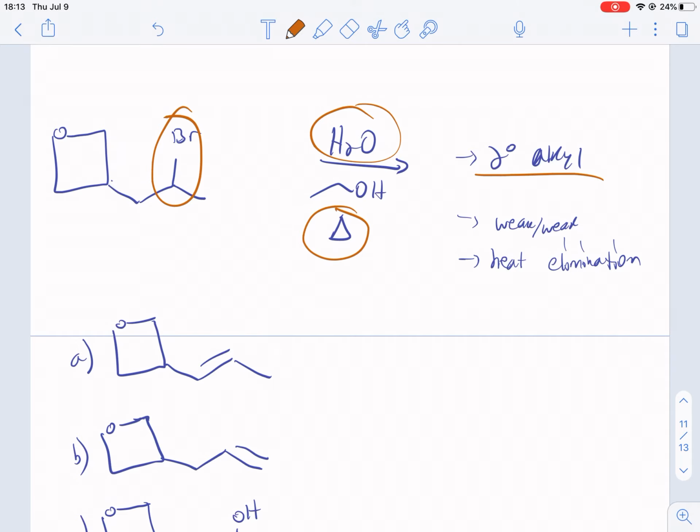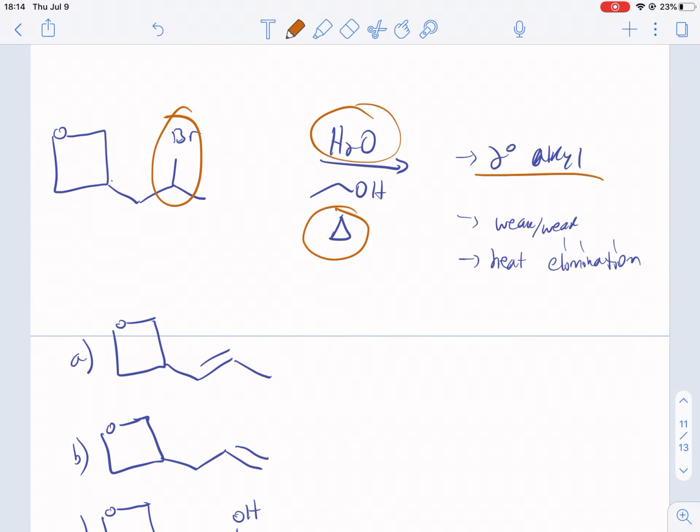So we have a weak base, weak nucleophile, and a secondary alkyl halide. SN2, we know it's elimination, so all we have is E1 and E2 to decide between. But E2 would need a strong base, right? But E1 can deal with a weak nucleophile or weak base. Sorry, when I said E2, I meant base.